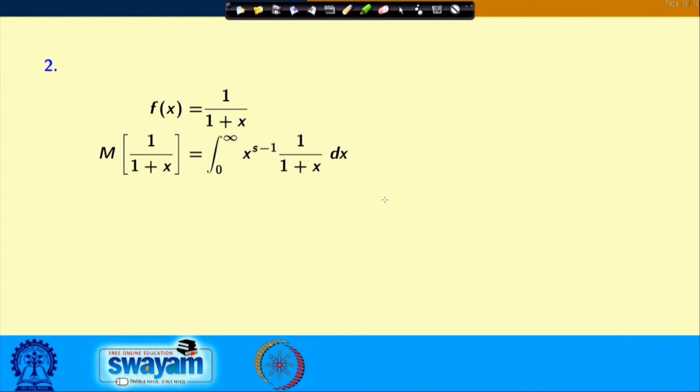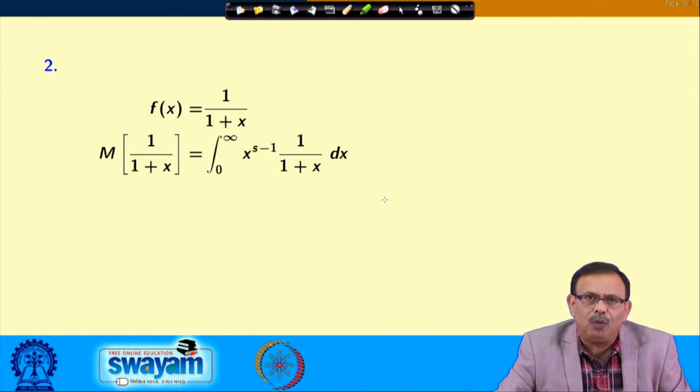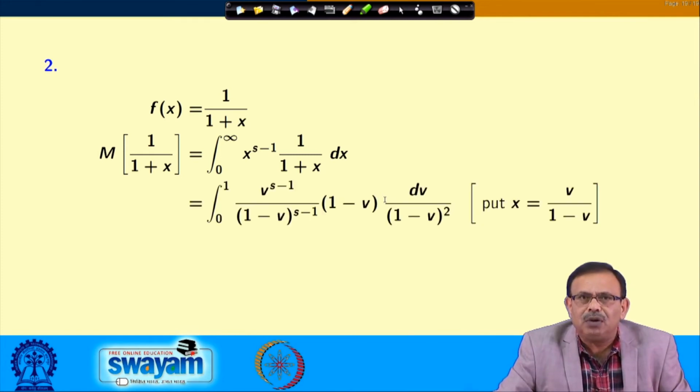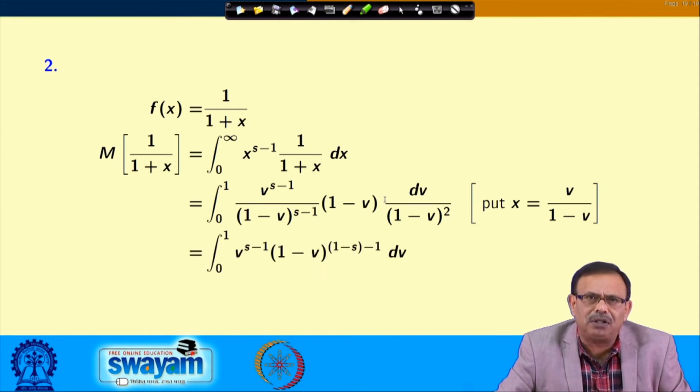If I take the Mellin transform, integral 0 to infinity x to the power s minus 1, 1 by 1 plus x dx, which is nothing but, if I put x equals v by 1 minus v, I have shown the calculation in detail. So, this becomes this integral, and this I can write as 0 to 1 v to the power s minus 1 into 1 minus v to the power minus s, and minus s can be written as 1 minus s minus 1, into dv.